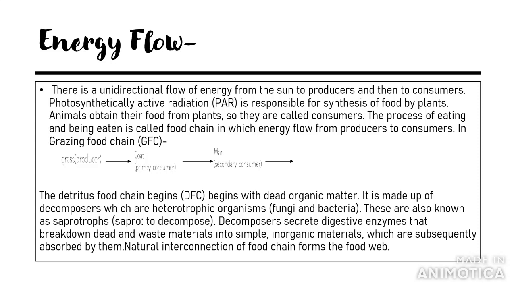The detritus food chain begins with dead organic matter. It is made up of decomposers, which are heterotrophic organisms, fungi, and bacteria. These are also known as saprotrophs. Sapro, to decompose. Decomposers create digestive enzymes that break down dead and waste materials into simple inorganic materials, which are subsequently absorbed by them. Natural interconnection of food chain forms the food web.